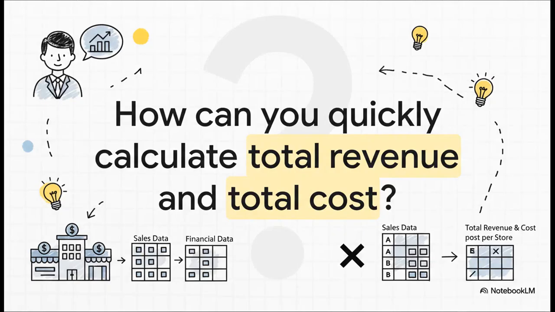And this brings us right to the kind of problem a manager faces every day. You've got two different reports on your desk. One tells you how many units each store sold, the other tells you the price and cost for each product. The big question is, how do you combine these to figure out the total revenue and total cost for each store? Well, multiplying matrix A by matrix B is precisely the operation designed to answer that question, quickly and accurately.